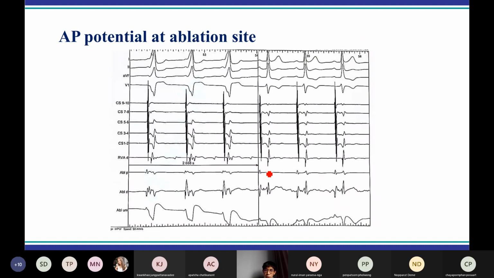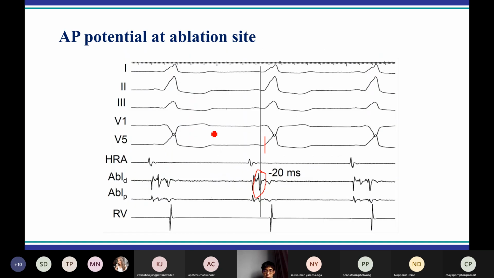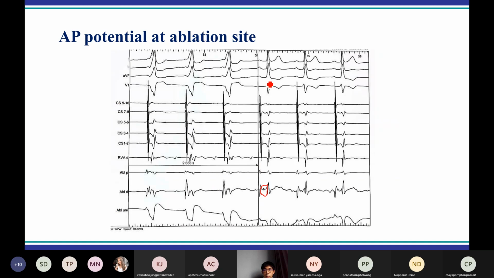And also this one, there is an accessory pathway potential here. And the signal is earlier than the QRS complex. Oh, sorry. No, this one. Sorry, I labeled the wrong QRS beat.